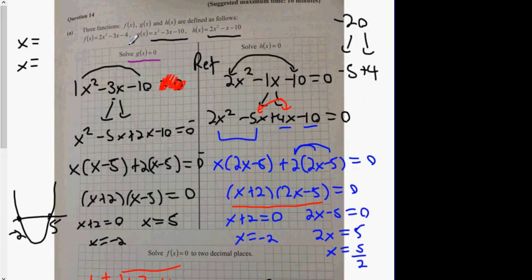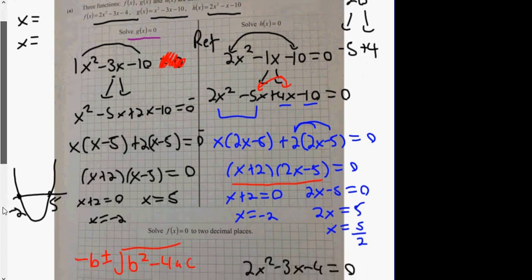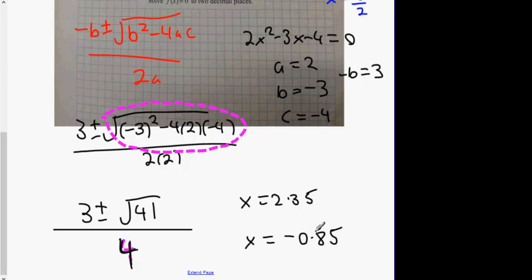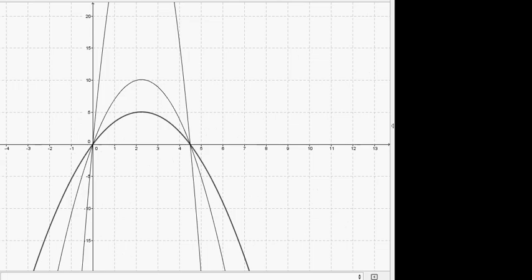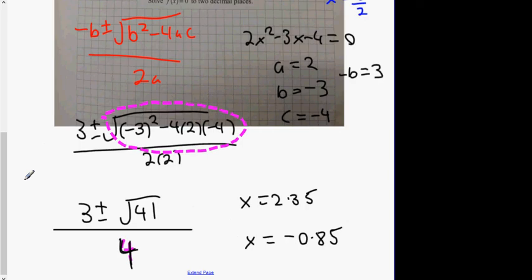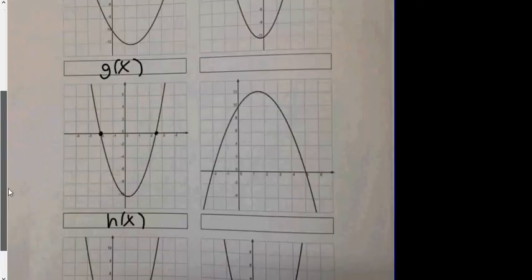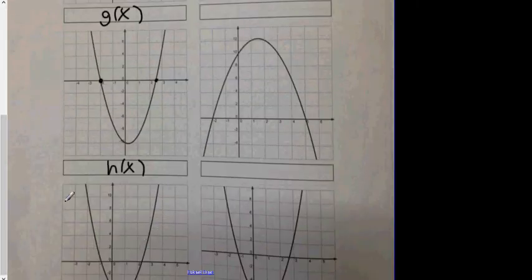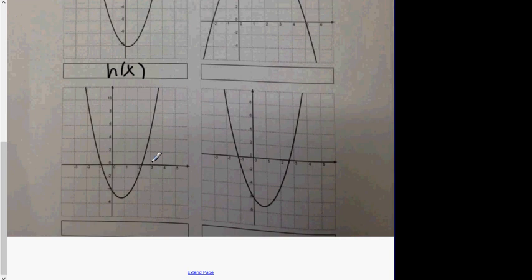U-shaped, and it crosses at 2.35 and minus 0.85. 2.35 and minus 0.85, anybody? Plus 2.3 and then minus 0.8. Is that right? This one here, right? 2.3 roughly there, minus 0.8 roughly there. This is f of x.